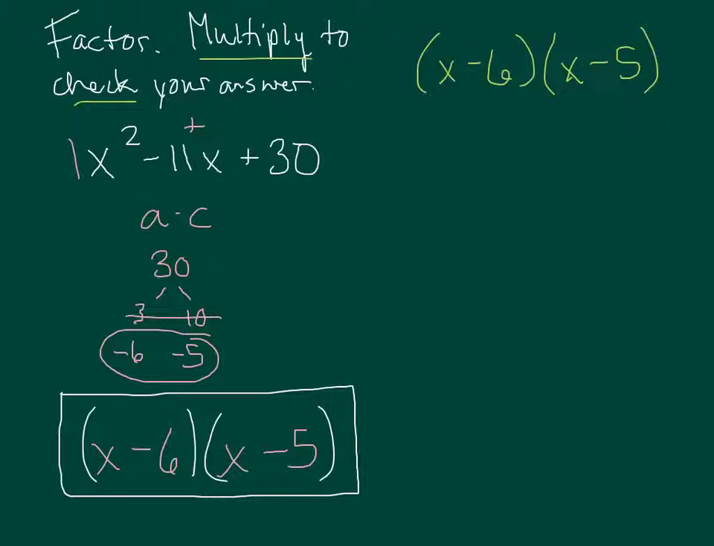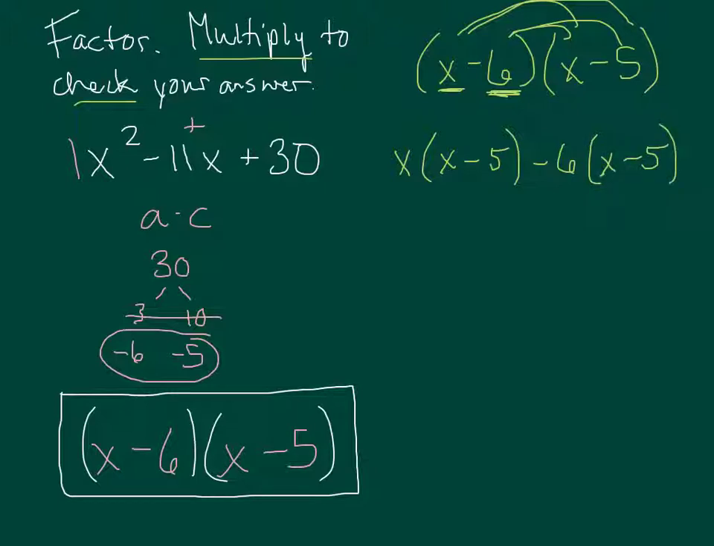One way you can look at it is distributing just this x first to everything that's inside the next set of parentheses. That gets you x times x minus 5. Then you're taking this negative 6, and you're distributing it to everything inside the parentheses. That gets you negative 6 times x minus 5. So you can rewrite it this way, but you don't have to. At the end of the day, you're still going to get the same thing. That's x squared minus 5x minus 6x plus 30.